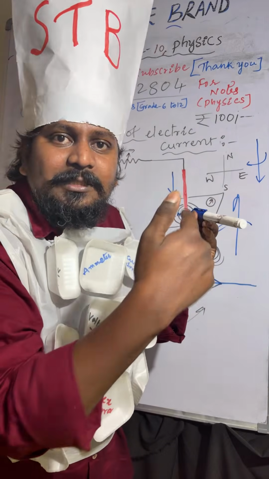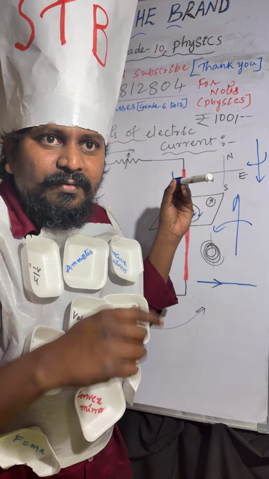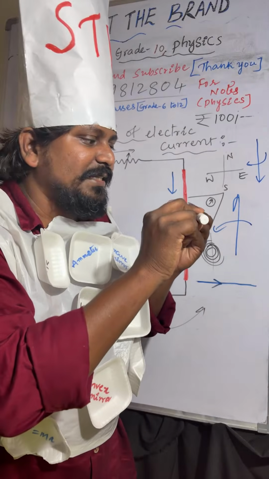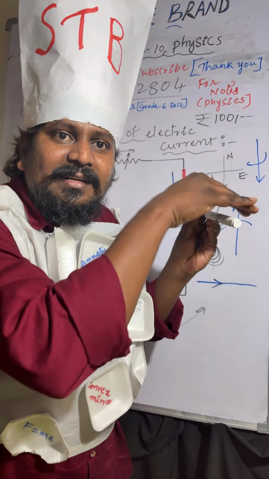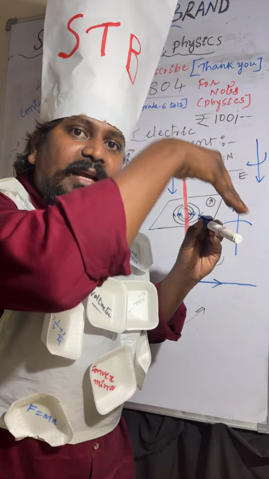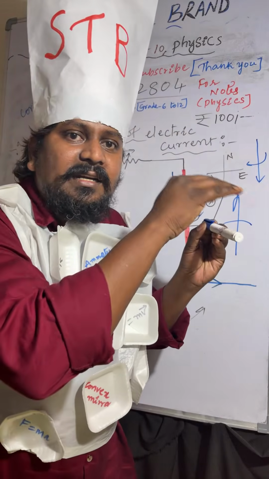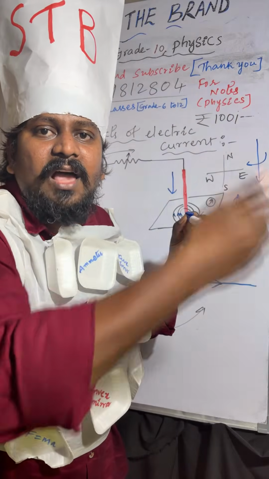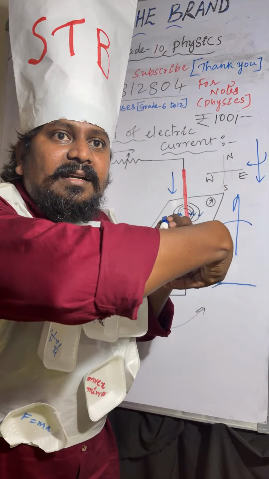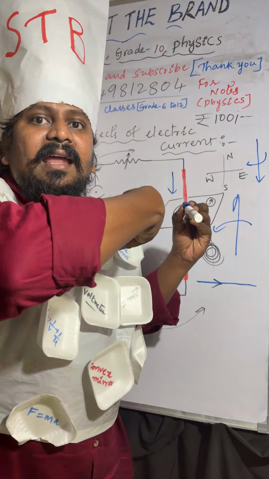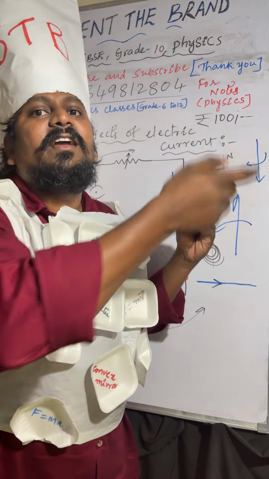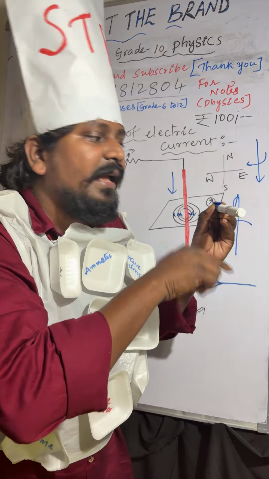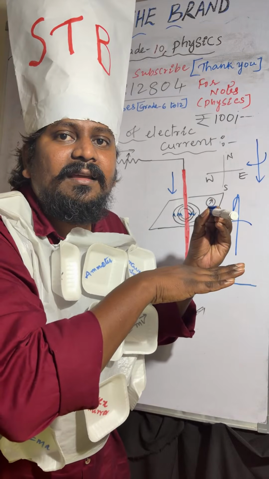If the current is passing from you towards the board, then just above the conductor, the magnetic field will be in the clockwise direction. Below the conductor, the magnetic field will be in the anti-clockwise direction. At this point they are asking, right?